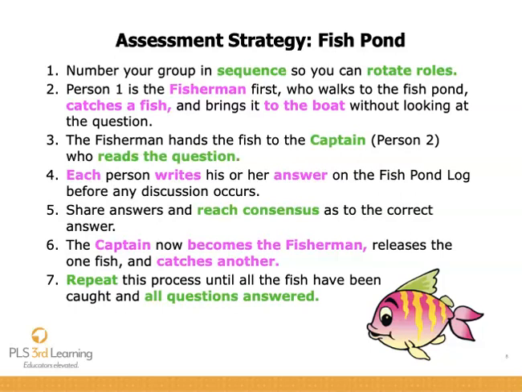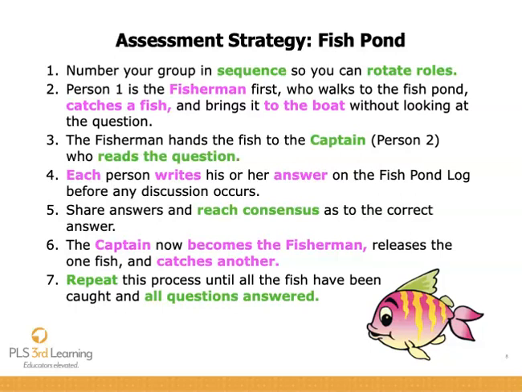Some teachers tape the fish to their whiteboards. You will tape a question to the back of the fish that you would want students to answer. For this activity, we would identify 14 people to play. We would rotate roles among the group in number order with each question. Person 1 will be the first fisherman. The fisherman walks to the fish pond and catches a fish. The fisherman must not look at the question until the fish is on the boat. The fisherman hands the fish to the captain, who is person number 2, and the captain reads the question on the fish.